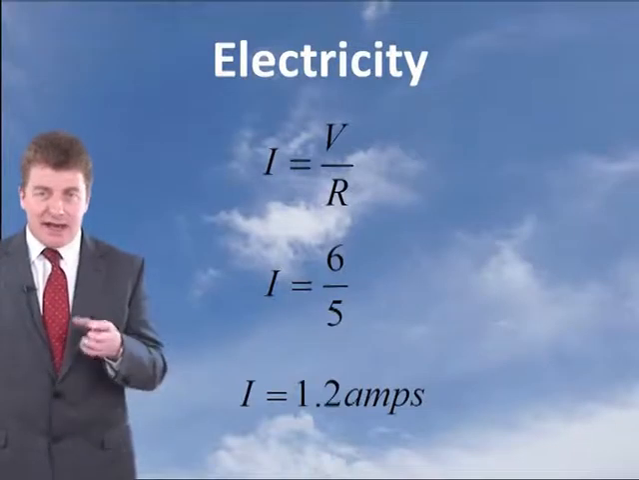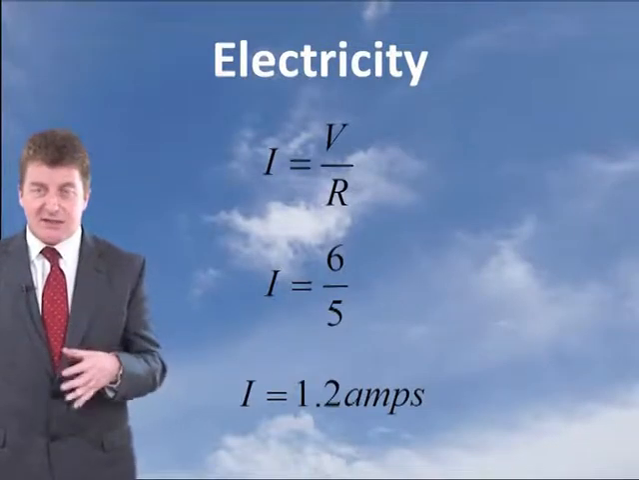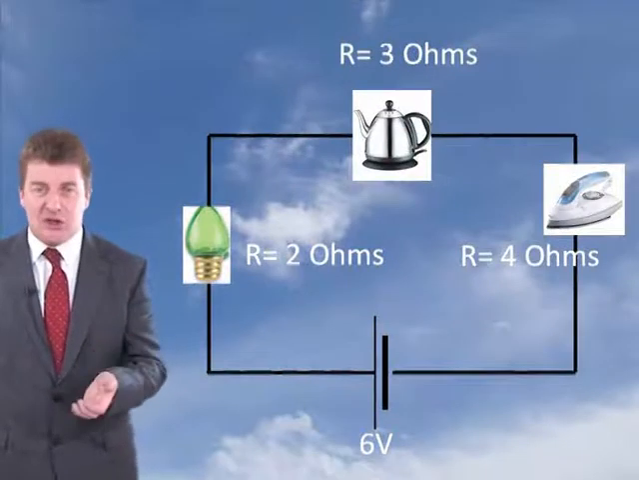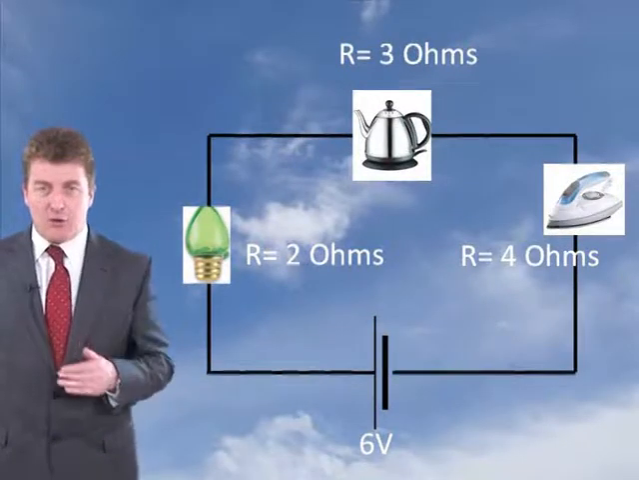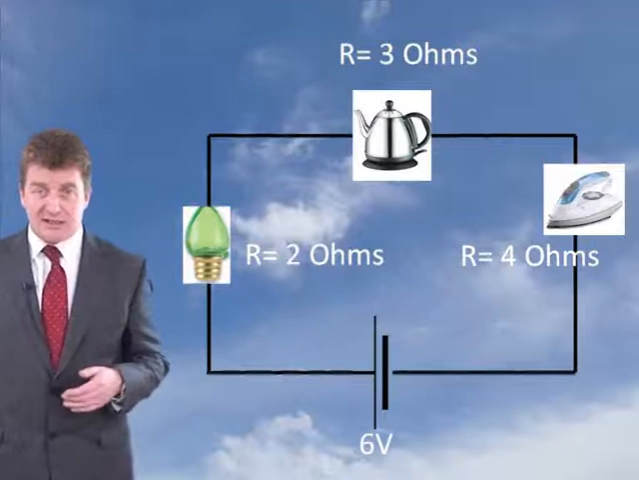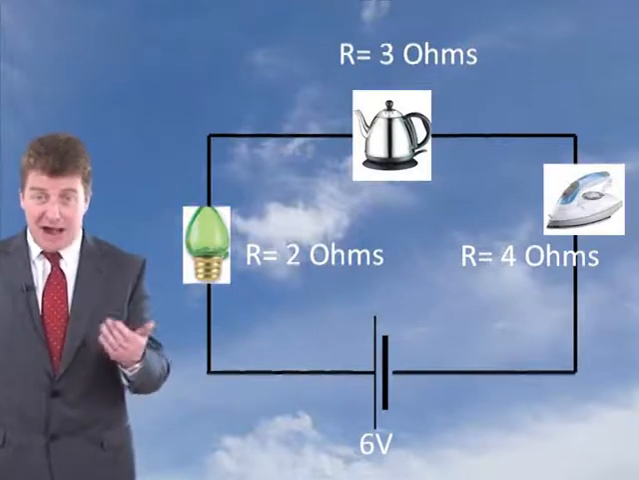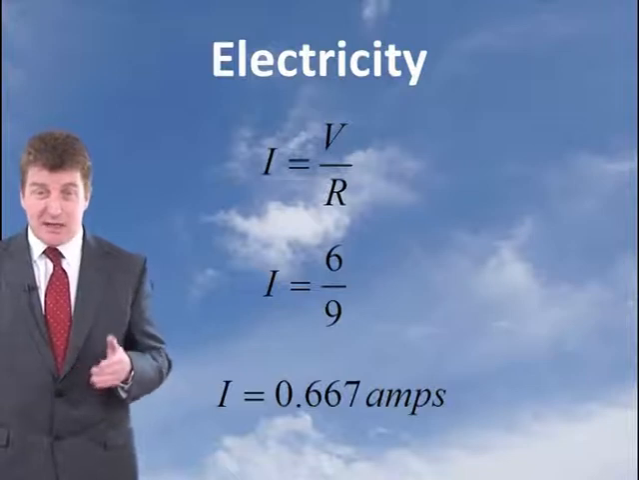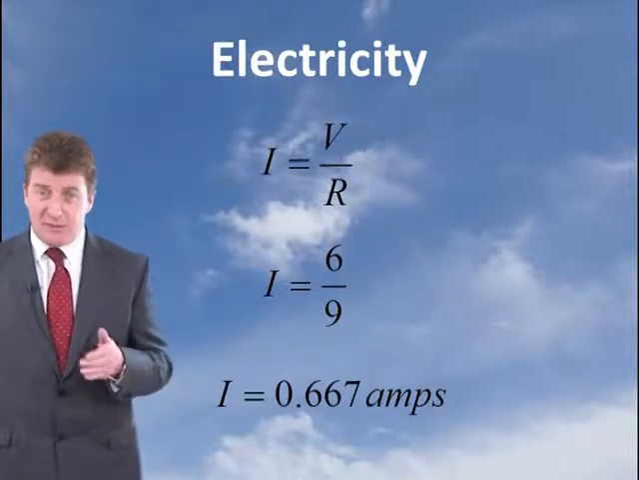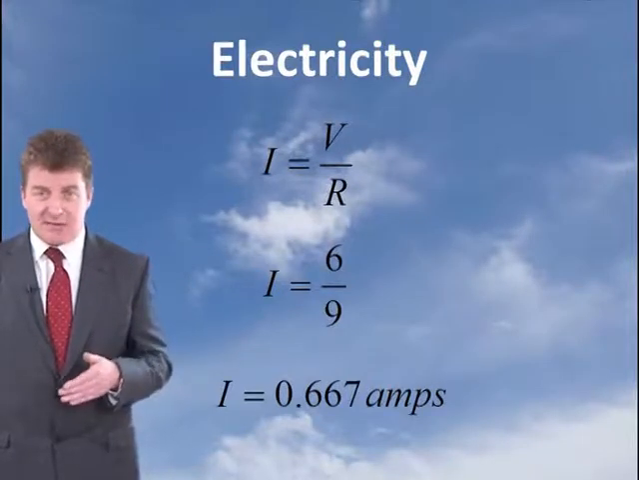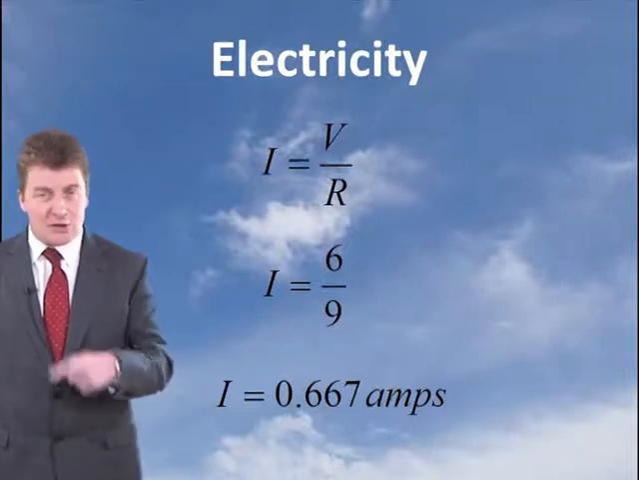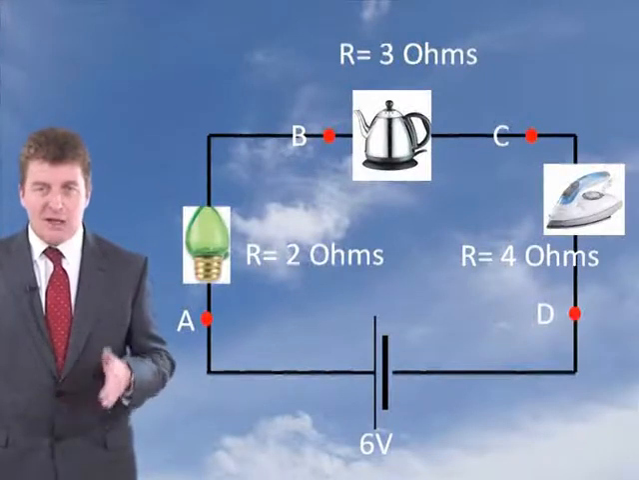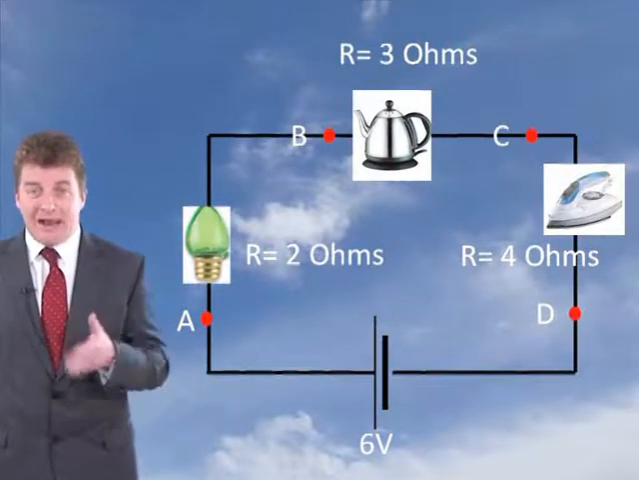So do you see how connecting these resistors in has an effect on the current flowing? What if you put another one in? What if you put an iron in the circuit with a resistance of 4 ohms? What would be the total resistance? Well, you add those resistances all together and you get 9 ohms. Put them in the formula: I equals 6 divided by 9. Now the current in the whole circuit would be 0.6667 amps. So when they're in series, you add them.